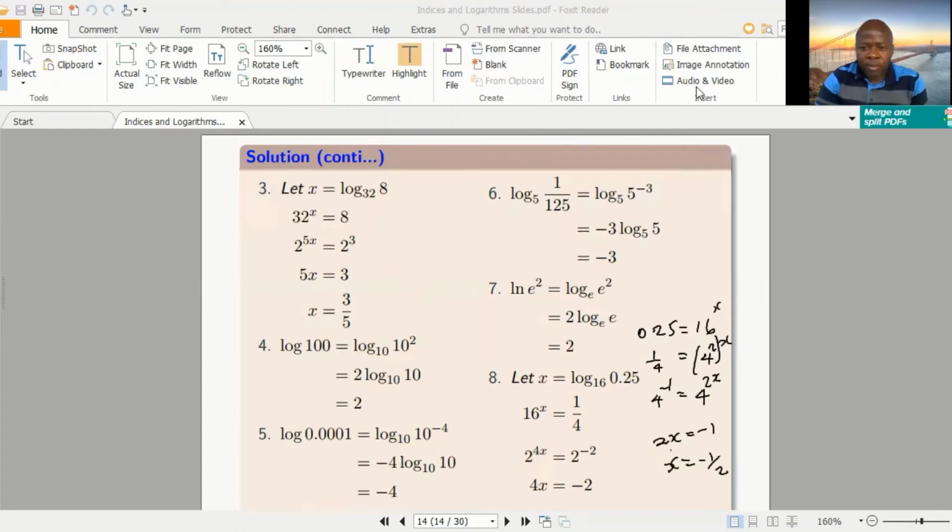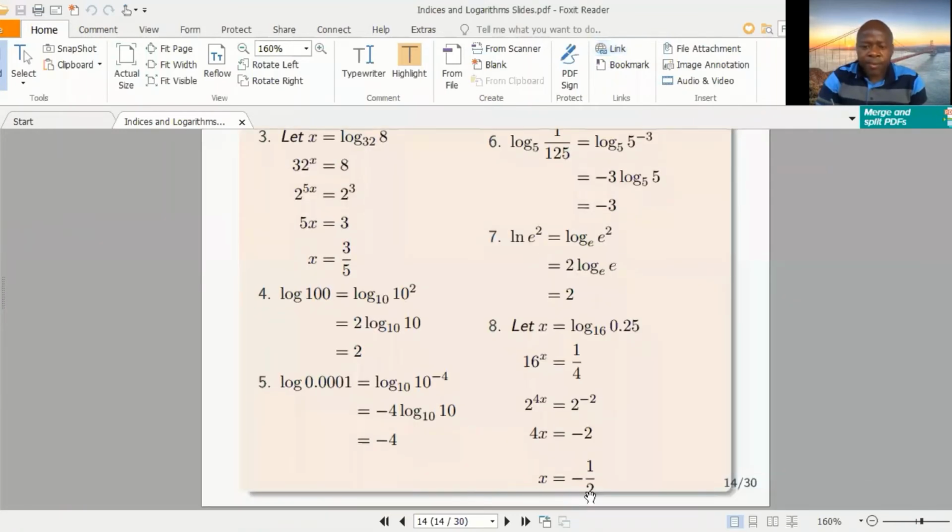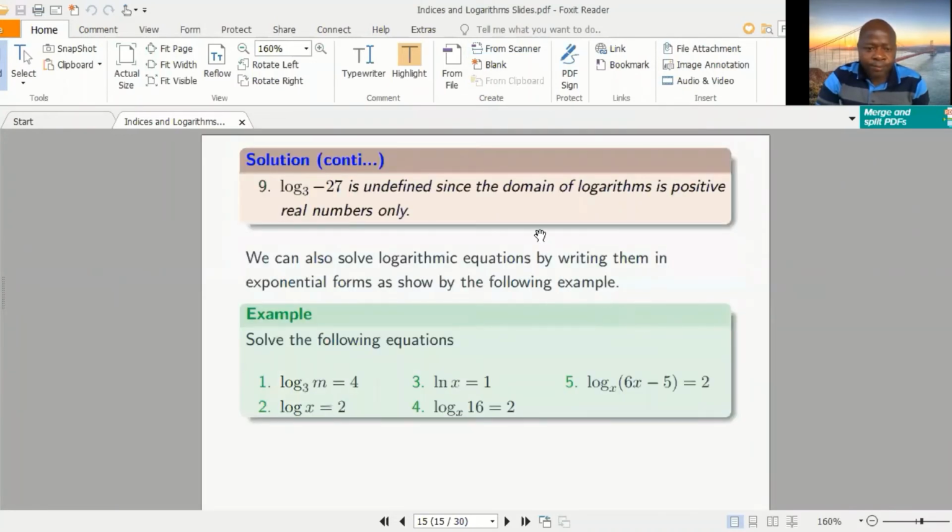Let me see whether I did it up to completion, because I'm not seeing my answer here. Let me just scroll down and see whether I have that answer. Yes, it's there. X is negative 1 out of 2. That's how you do this question. Let's proceed with the next concept. Oh, there was another question.